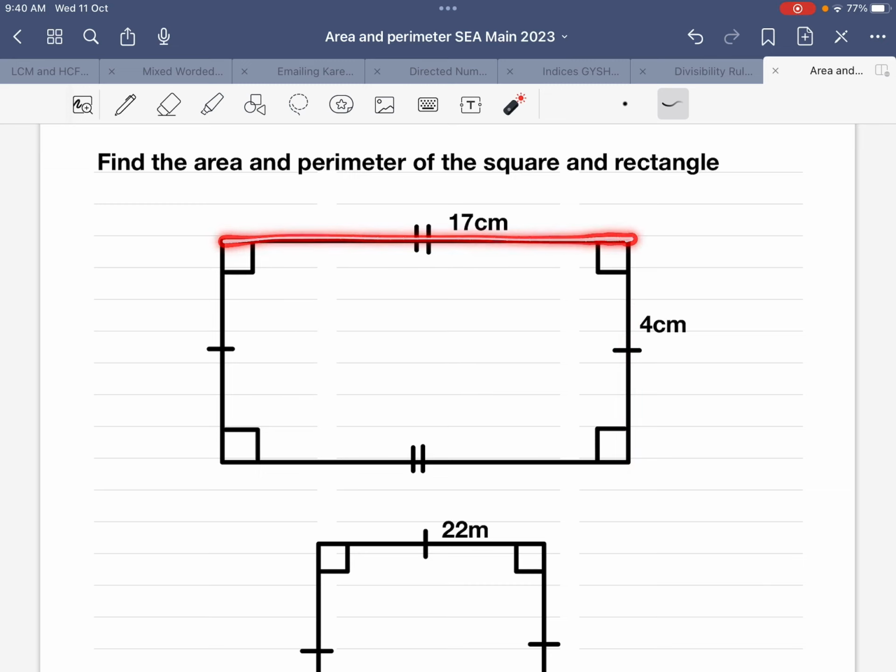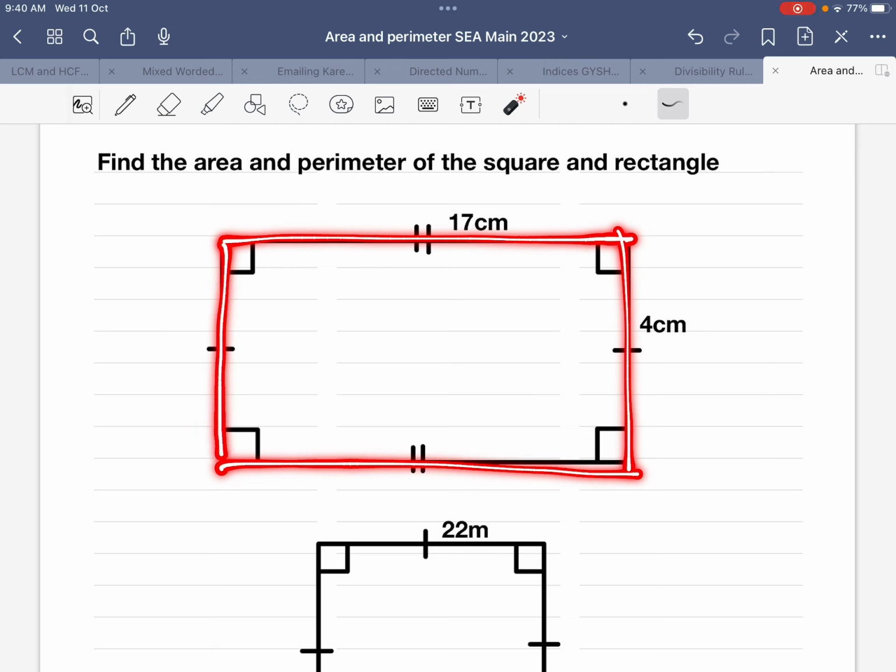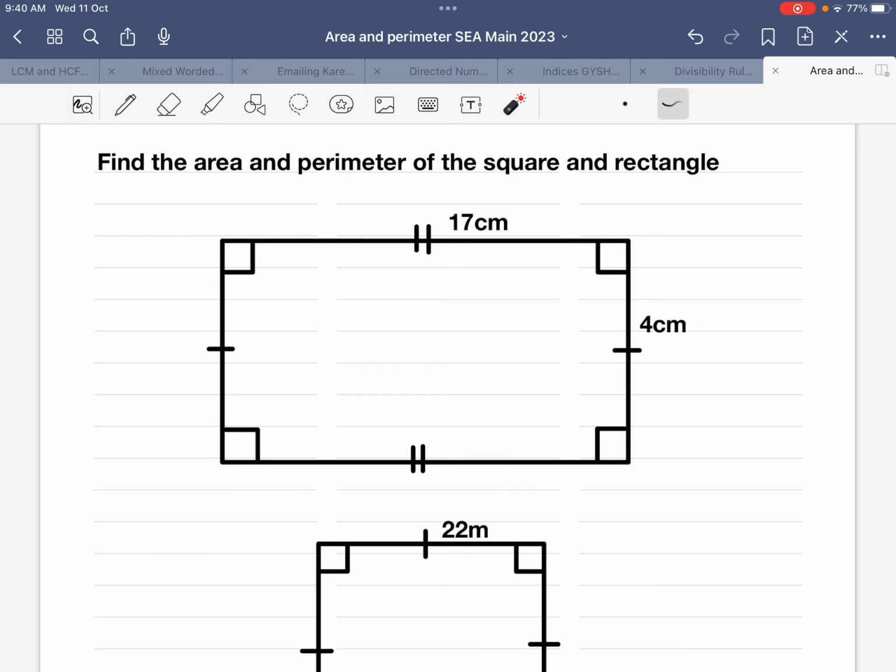17 plus 17 is 34. 4 plus 4 is 8. 34 plus 8 is 42. So that's 42 centimeters. The area will be the length times the width. 17 times 4 is 68 centimeters squared.